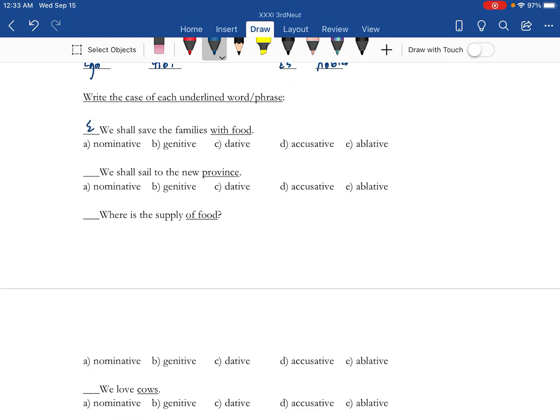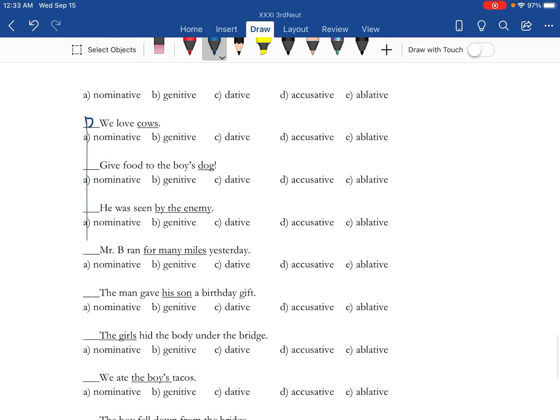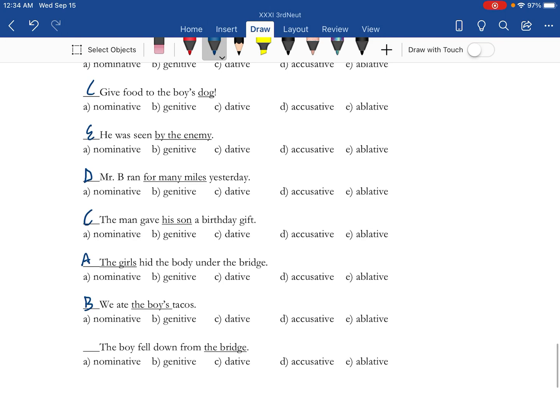All right, with food, with ablative, to, ad, plus, boom, accusative. Of food is genitive. We love cows. All right, give food to the boy's dog. Ooh, dative, indirect object. He was seen by the enemy. Ablative of agent. Mr. B ran for miles yesterday. Accusative, duration of time or space. The man gave his son a birthday gift. Dative. The girl has hit the body under the bridge. Nominative. We ate the boy's tacos. Genitive, possessive. Boy fell down from the bridge.